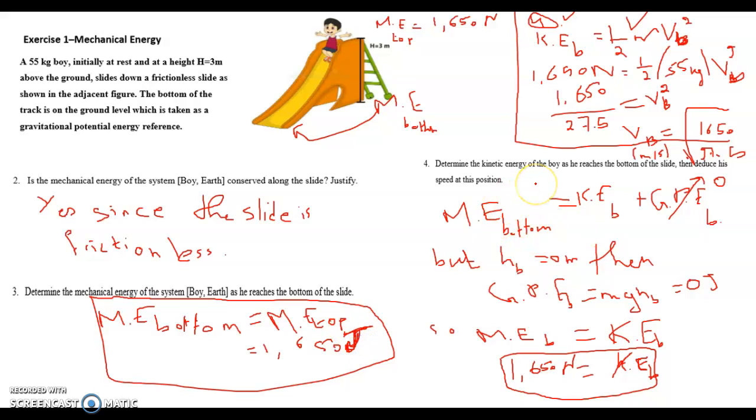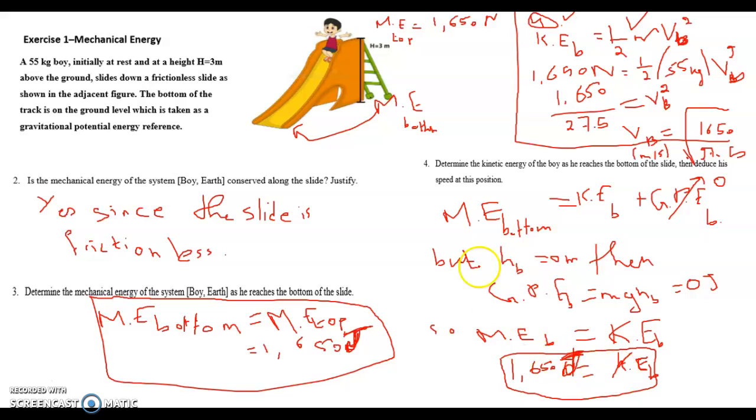Determine the kinetic energy of the boy as he reaches the bottom of the slide, then deduce his speed at this position. So mechanical energy at the bottom is equal to kinetic energy at the bottom plus gravitational potential energy at the bottom. But at the bottom means on the reference, so the height is equal to 0, and thus the gravitational potential energy is equal to 0 joules. So mechanical energy at the bottom is equal to kinetic energy. We already found it to be 1650 joules.